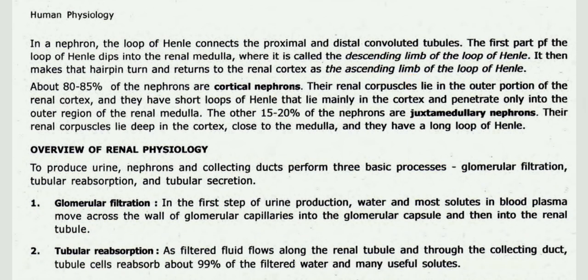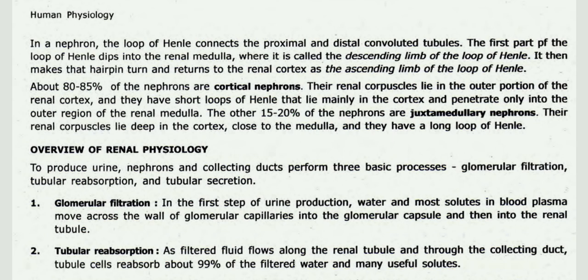So in a nephron, the loop of Henle connects the proximal and distal convoluted tubules. The first part of the loop of Henle dips into the renal medulla where it is called the descending limb of the loop of Henle. It then makes a hairpin turn and returns to the renal cortex as the ascending limb of the loop of Henle.